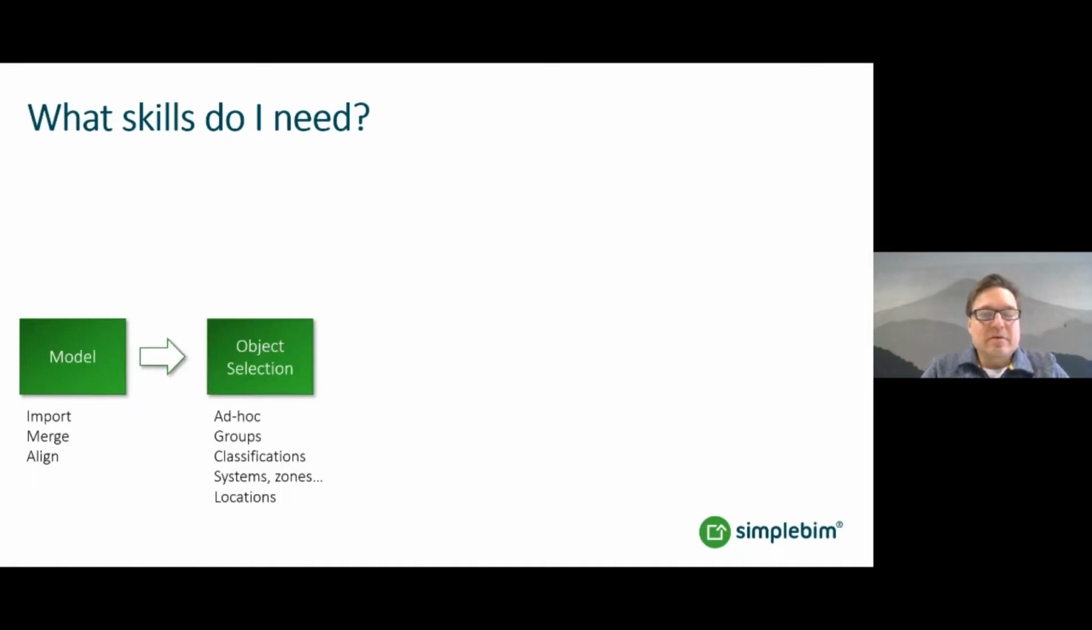Then you have the question of selecting some objects from that model. And there you have different techniques in Simplebim. You can select just ad hoc, drag and drop, click, and so on. You can create groups, classifications, system zones, and even define geometric locations. Just create a selection of objects.